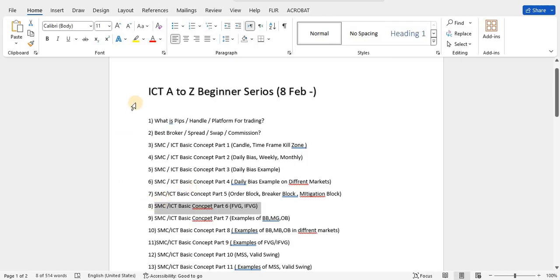Today we have lecture 8 of the ICT A to Z beginner series. In today's lecture, I'm going to show you what is the fair value gap and the inversion fair value gap.